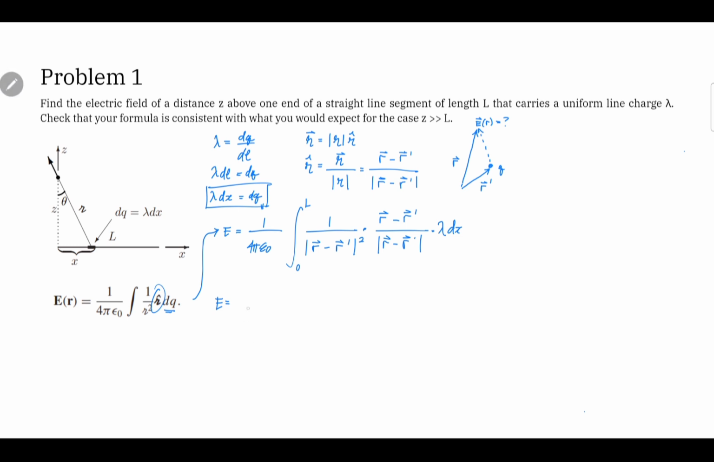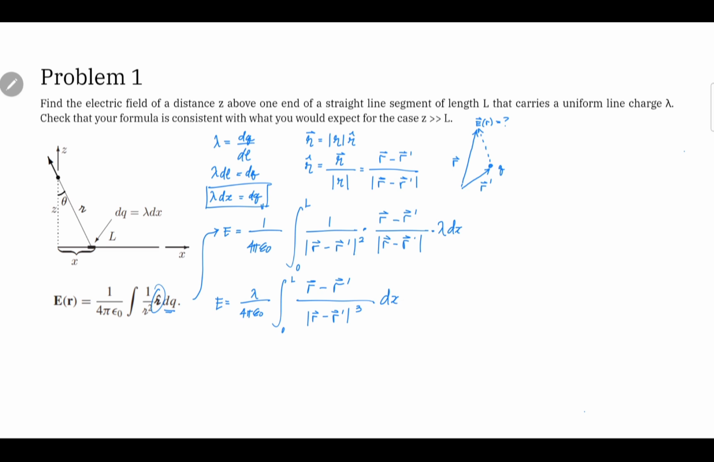You can bring out the lambda since it's a constant. So lambda divided by 4 pi epsilon naught, integral from 0 to L, all over the quantity, the magnitude of r minus r prime cubed. We're now dealing with cube because these two are just essentially the same quantity. And on the numerator, we have r minus r prime dx.